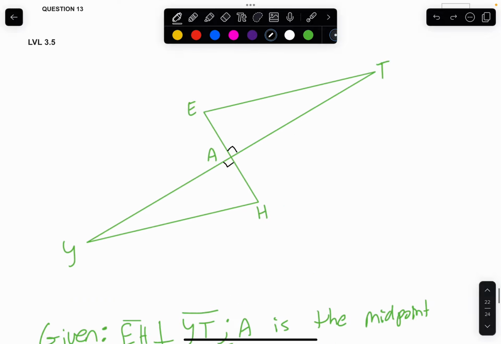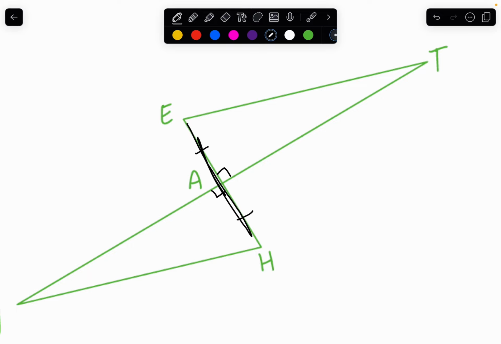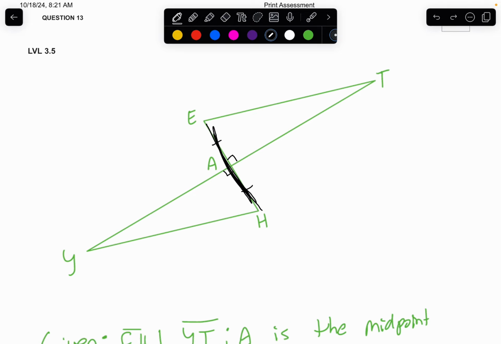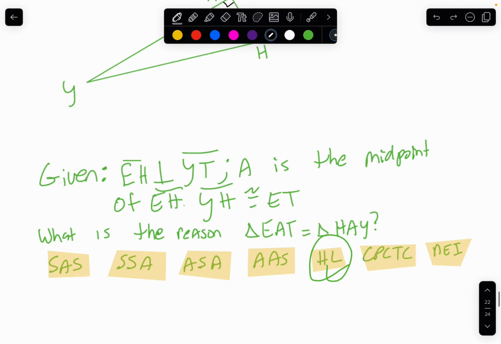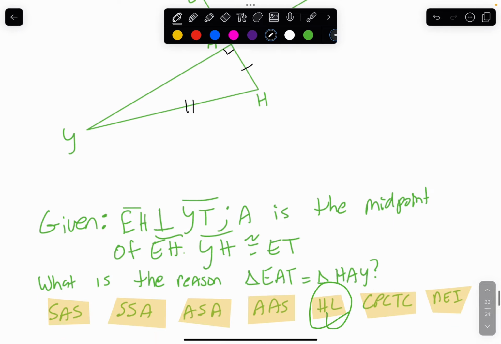A is the midpoint of EH. So that means EA must be congruent to AH, right? It said A is the midpoint of EH. Make sure you're paying attention. That is not those two. It has nothing to do with the other line. YH is congruent to ET. So ET and YH, all right.